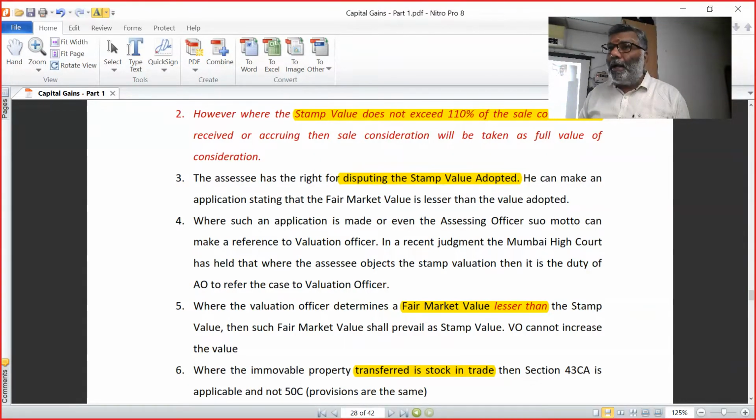Raja, you are misunderstanding. If it increases, you are at a loss. I want him to reduce. So valuation officer reference is very popular.